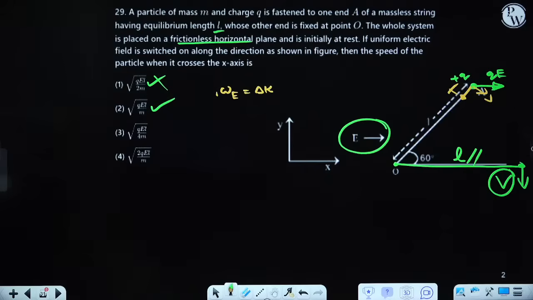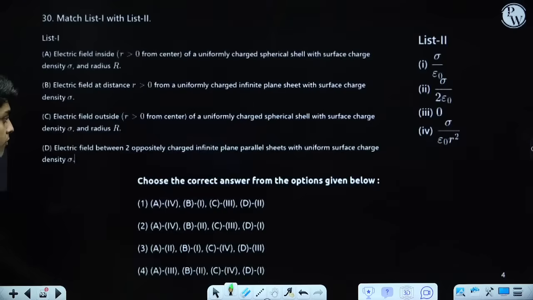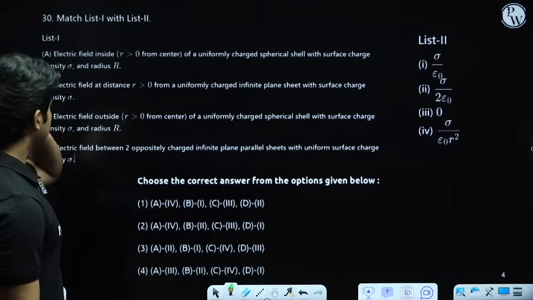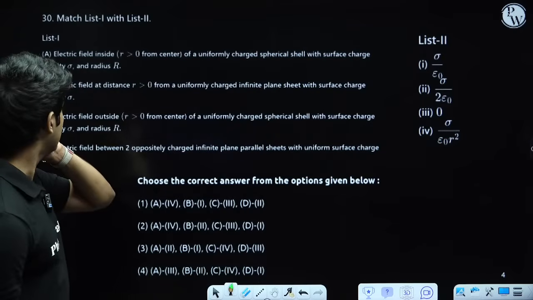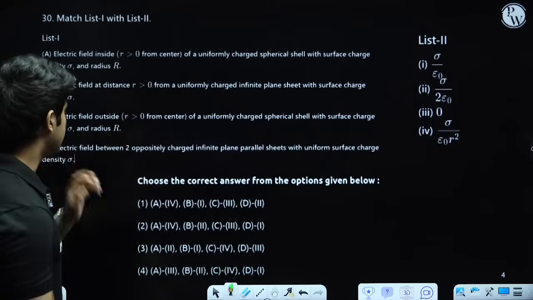Okay. How many questions? This is question 30. I guess 20 more questions. Match the list problem. So yeah, this we can quickly do it.